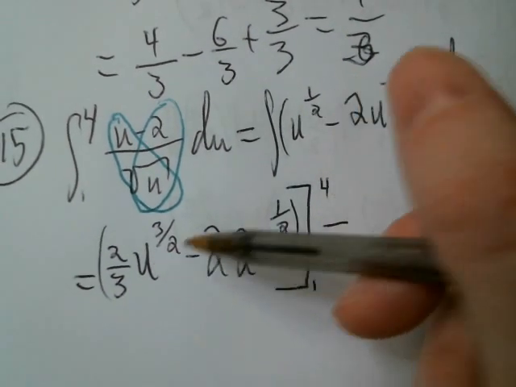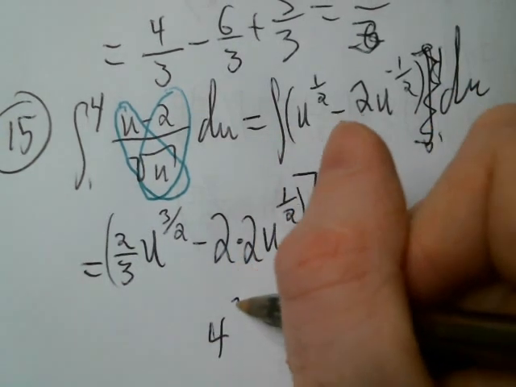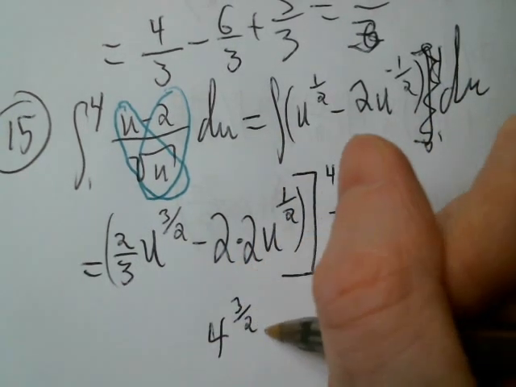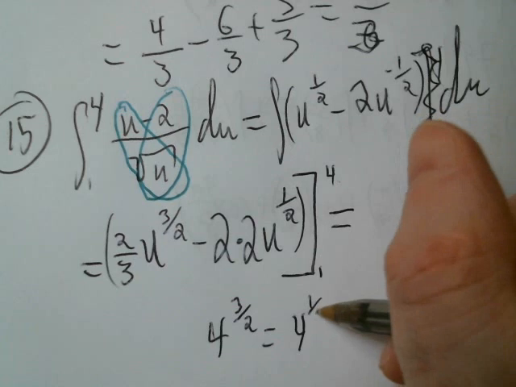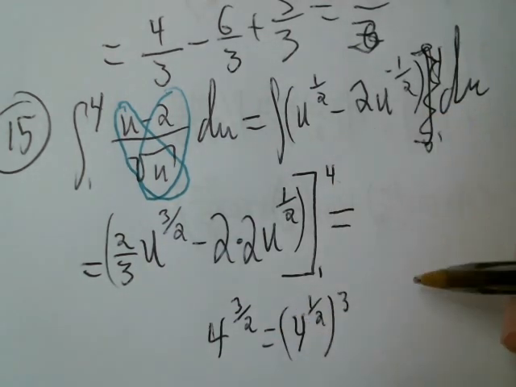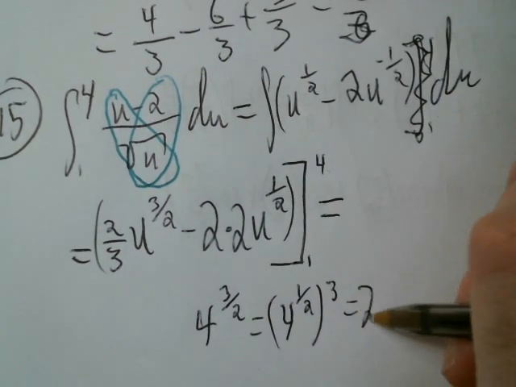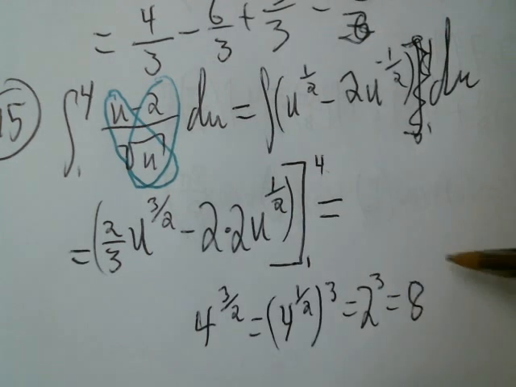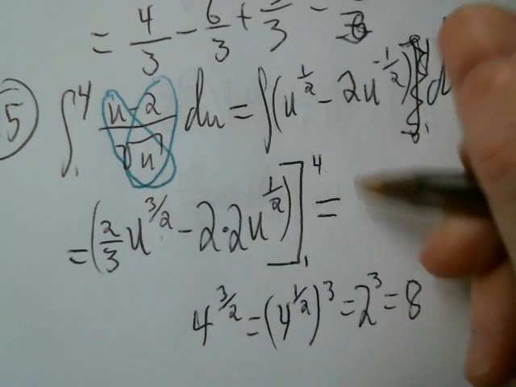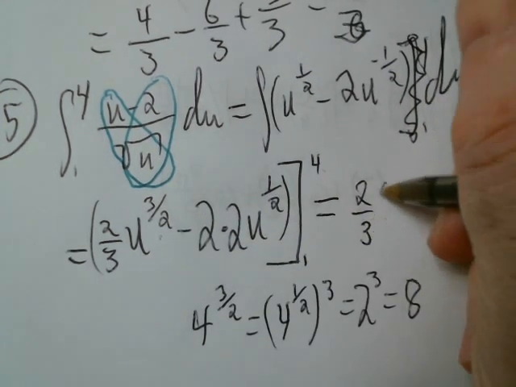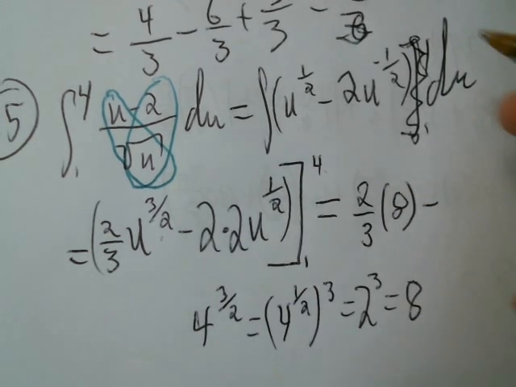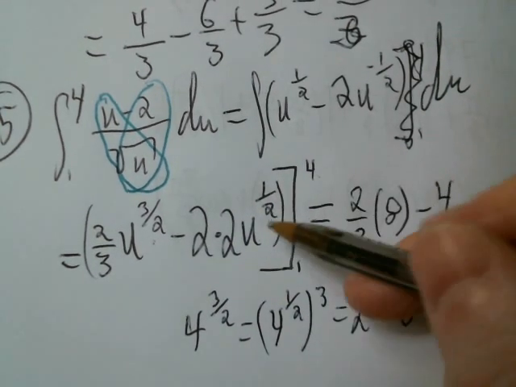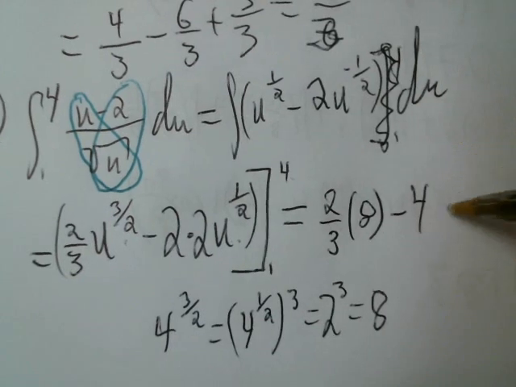So if you plug 4 into u, well, maybe you've forgotten, how do we get 4 to the 3/2? That's the same as 4 to the 1/2 cubed, right? And then 4 to the 1/2 is just 2. 2 cubed is 8. Okay, so when I put 4 into here, I'll have 8. So it's 2/3 times 8. Minus 2 times 2 is 4. And then times u, 4 to the 1/2 is 2.